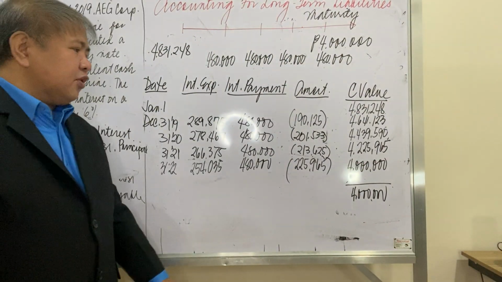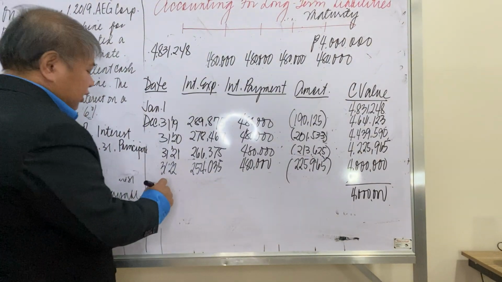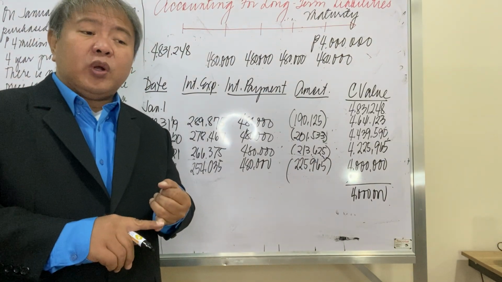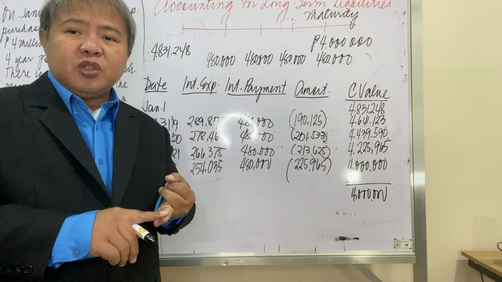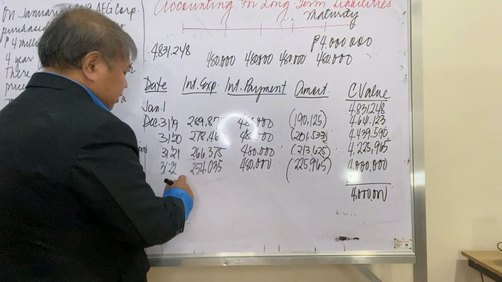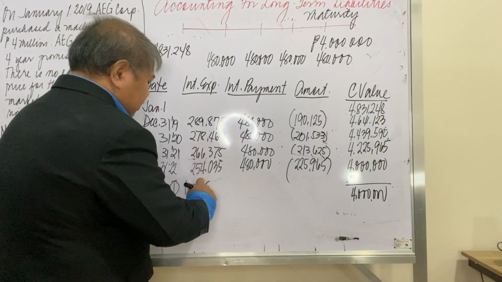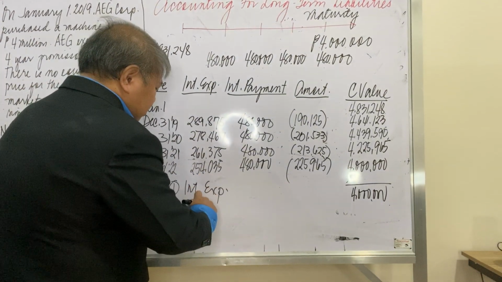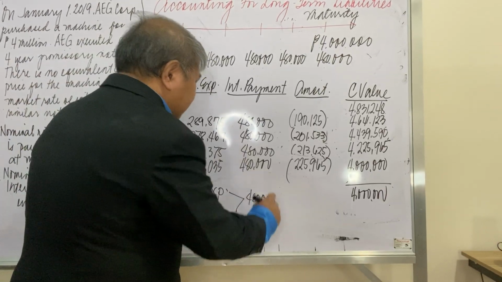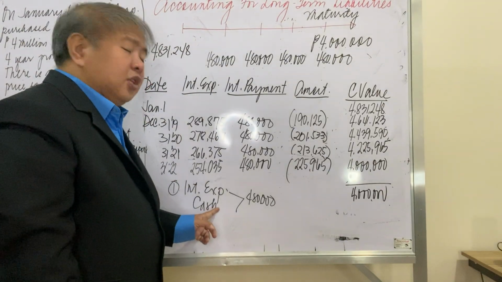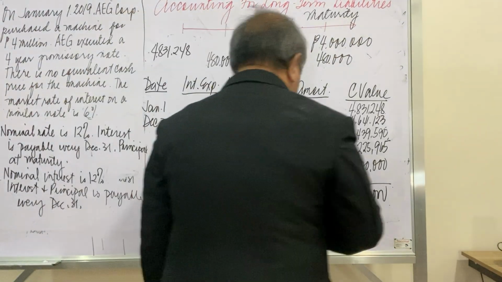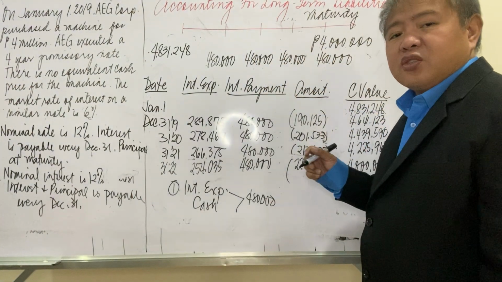Okay? So at December 31st, there will be two entries. Number 1 is the interest that will be paid, which is equal to the nominal interest rate. Number 2 is the amortization of the premium. For the interest payment, debit interest expense and credit cash for 480,000. So every December 31st, there will be an entry debiting interest expense and crediting cash for 480,000.